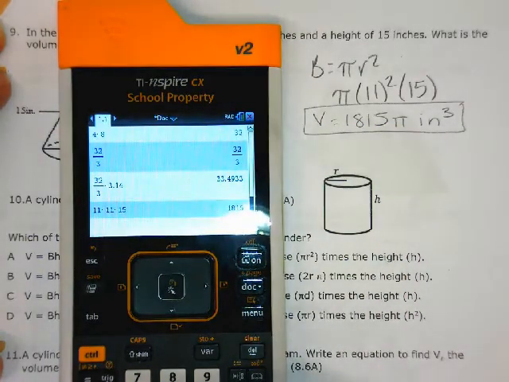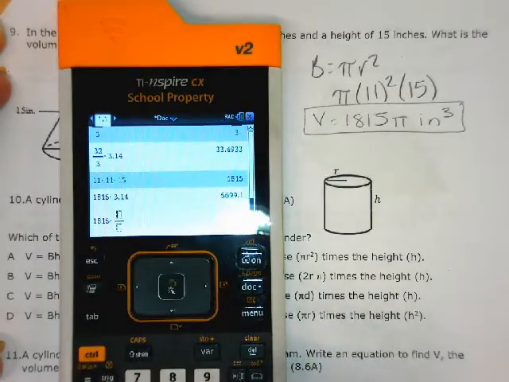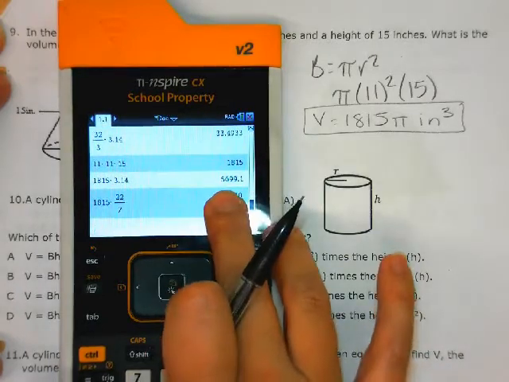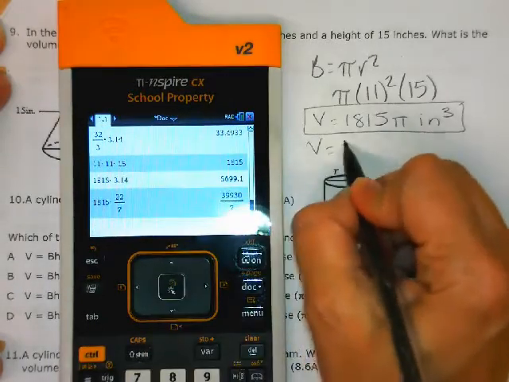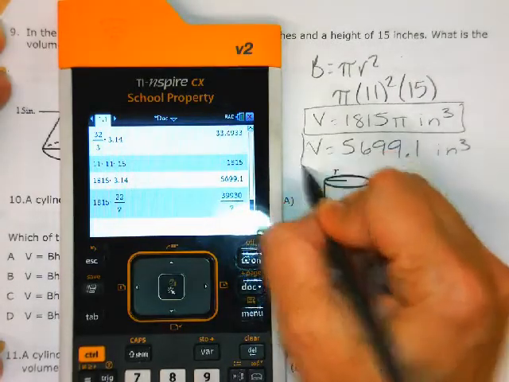1815 I don't believe is a multiple of 7. So we could also say 1815 times 3.14. We can try 22 over 7. I don't think it is. No. So we're going to go with 5699.1 inches cubed.